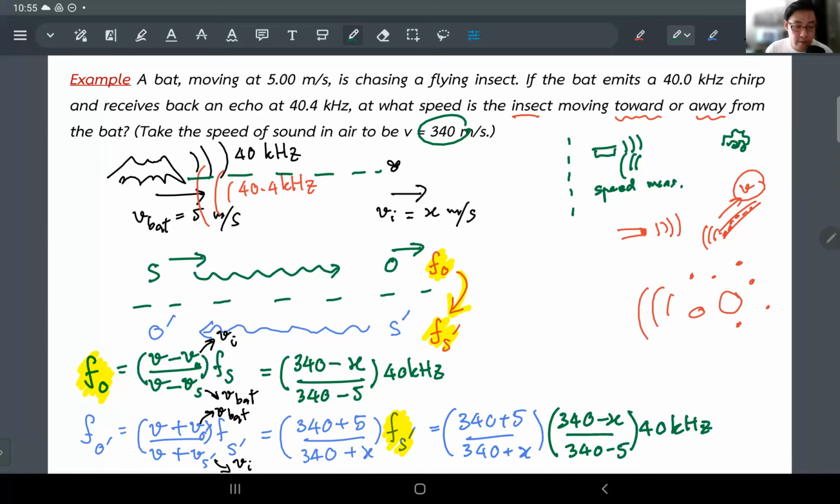Okay. I know this final observed frequency is what? 40.4. So this number is supposed to be equal to 40.4 on the left side. Can you see this? The last line of this expression over here has only one unknown, which is the one that we want to calculate, the X right there. And that's it. From here, you can solve for X. X equals some number, and you are done.